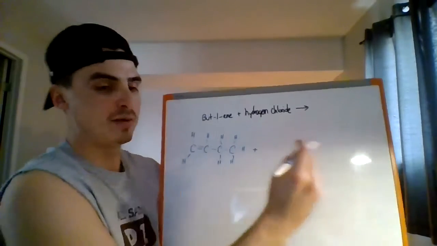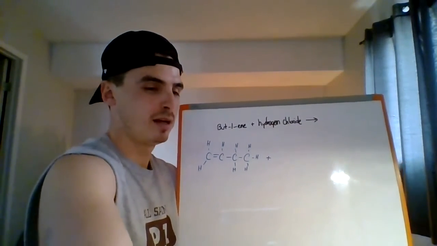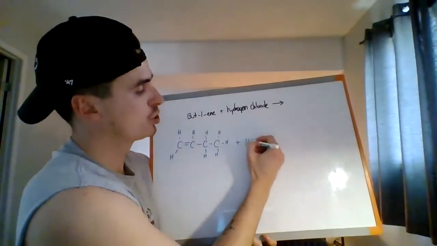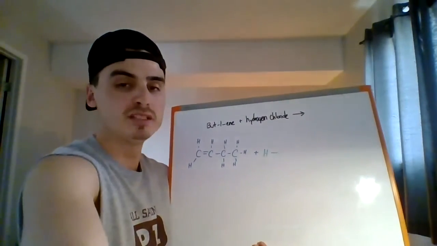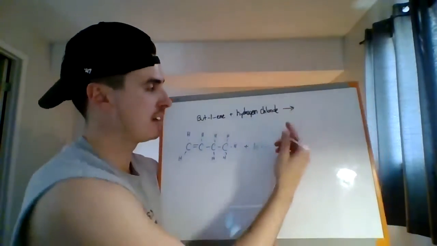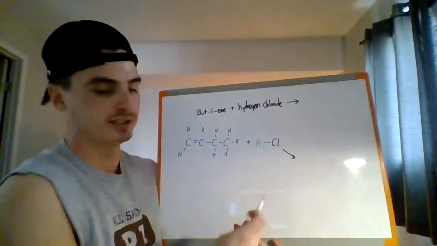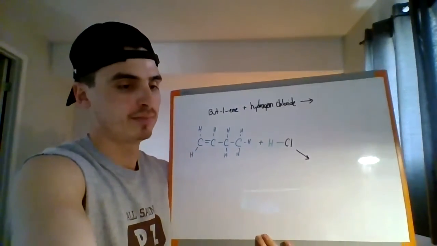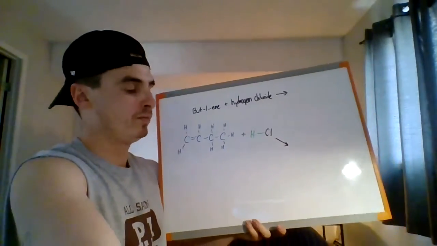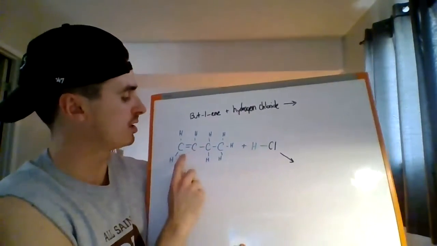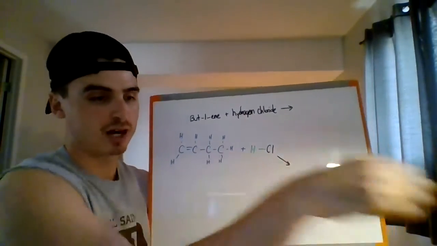Okay, and then we're going to add hydrogen halide. Again, I just like using different colors so I can show you guys where the position of these atoms are going, but it doesn't matter as long as you can see it. Okay, hydrogen chloride is HCl. So what's going to happen here is one of these atoms is going to go to one carbon and the other atom is going to go to the other carbon.